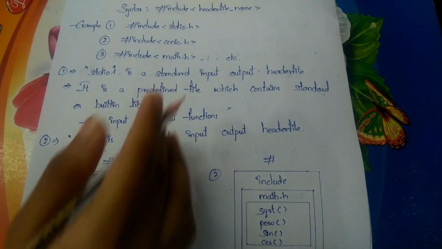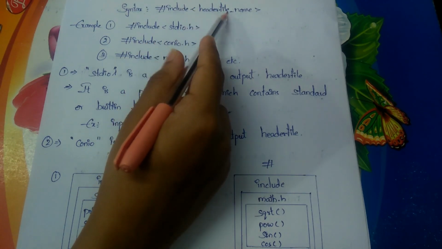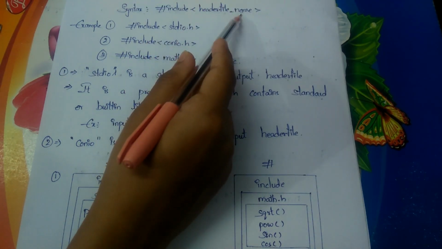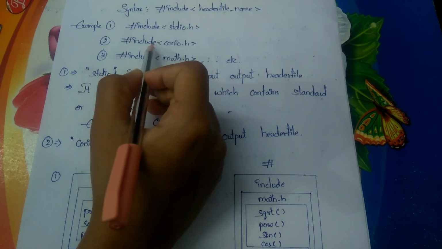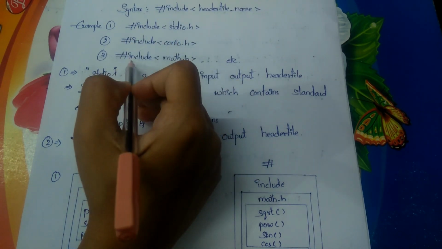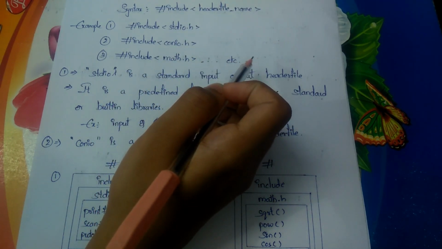So for this we have the syntax, that is hash include and header file name. So the header file name we include. For example, hash include stdio.h, hash include conio.h, and hash include math.h, and we have some predefined header files.